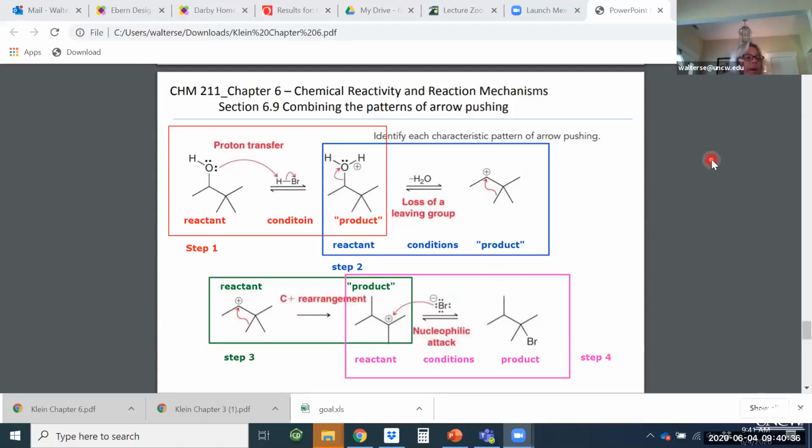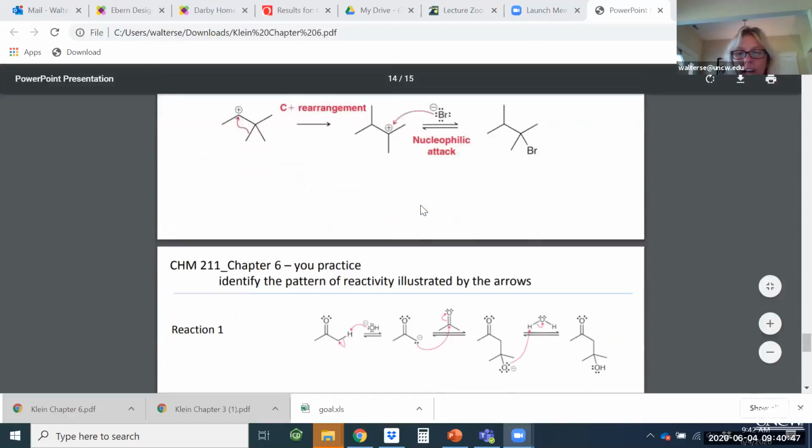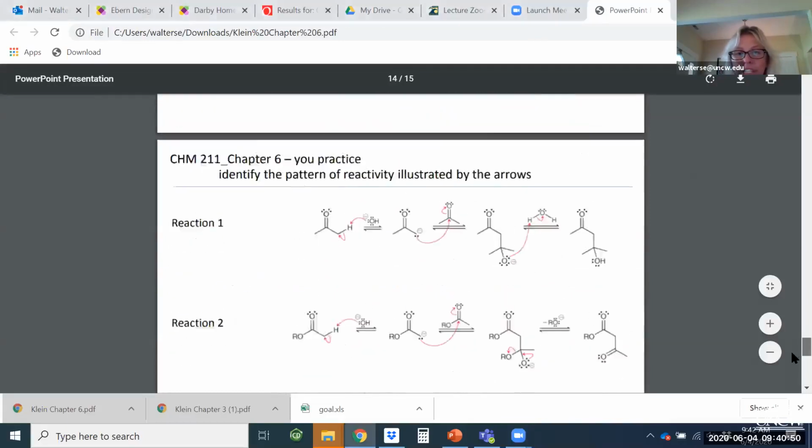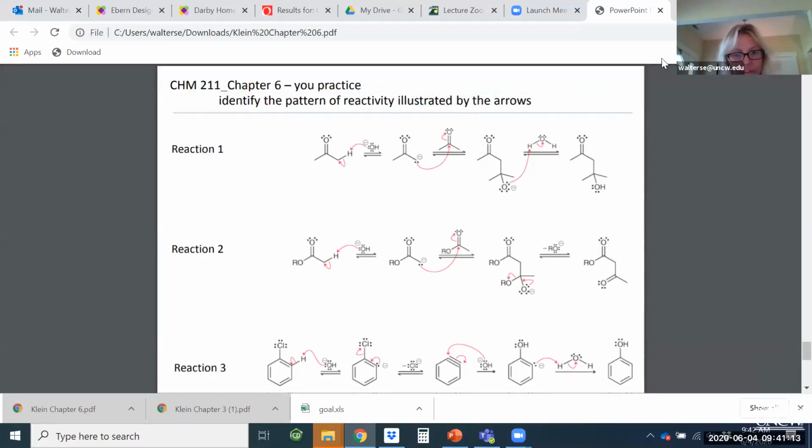So what I want you to do is spend a few minutes and do that skill on maybe 1 or 2 of these reactions. So again, this is the reactant, the conditions, the arrows to form this. These are the arrows to form the 3rd structure. These are the arrows to form the 4th structure. And you just need to write some little note underneath each step in order to identify the pattern of reactivity being shown. I'll give you a few minutes to do that.